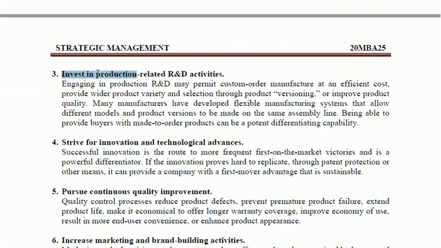And then the third is about investing in production related R&D activities. I can invest more in R&D activities to have a better product, so that my product will be differentiated. There are many manufacturers who have a flexible manufacturing system, different kinds of assembly lines, and some kind of customized product offerings also.